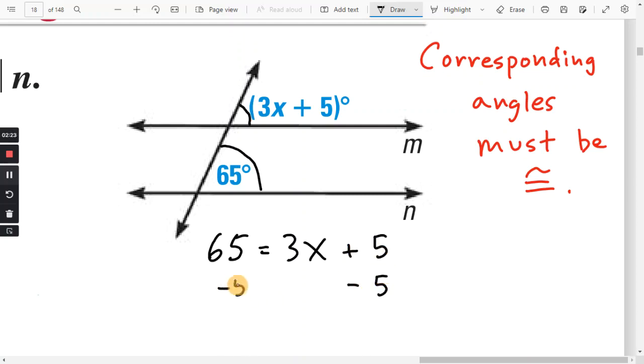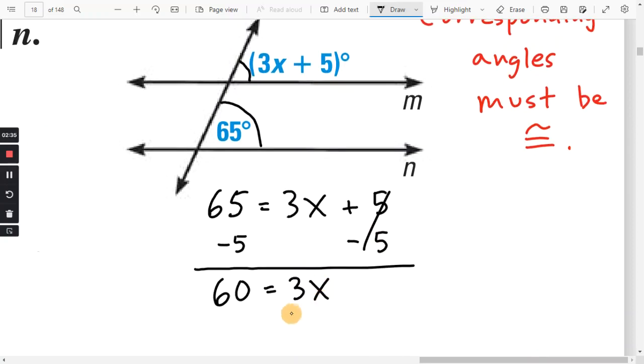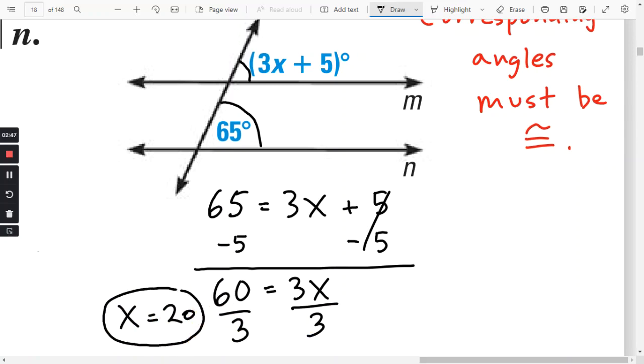Minus 5 on both sides. 65 minus 5 is 60. And the 5 minus 5 cancels. Bring down 3x. And of course, dividing both sides by 3, x equals 20. So that's all they asked for. And of course, if you plug 20 in here, 3 times 20 is 60 plus 5 equals 65. So it checks out.